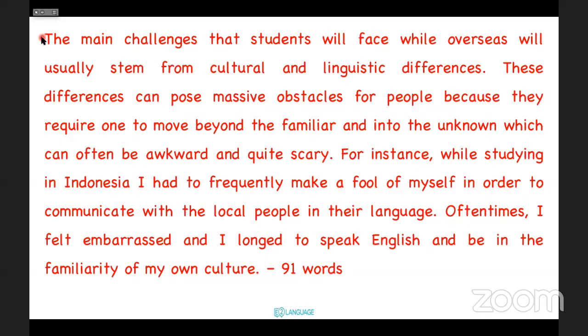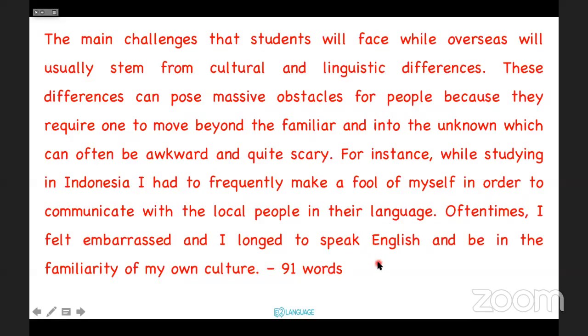For instance, while studying in Indonesia, I had to frequently make a fool of myself in order to communicate with the local people in their language. Oftentimes, I felt embarrassed and I longed to speak English and be in the familiarity of my own culture. Fine, so what was the word I used? I've stated the main disadvantage there right at the beginning. I've given reasons. I've given an example, for instance, and then I've wrapped up the paragraph.